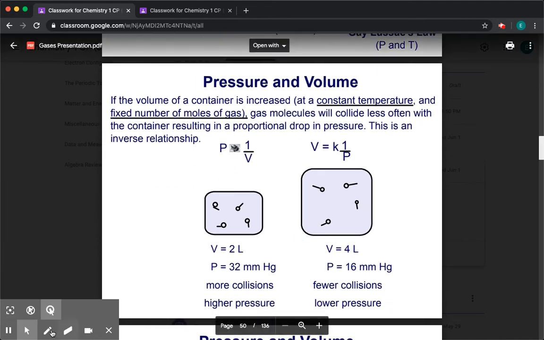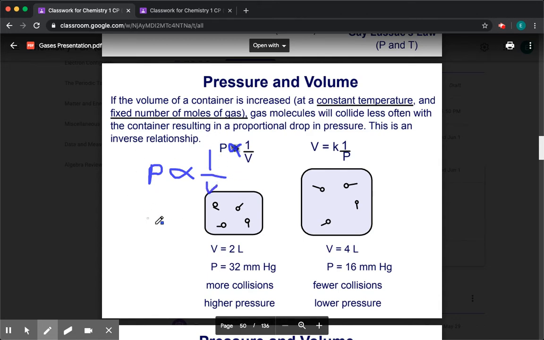Now, one thing I want to say is this presentation did something funky with some of these equations. Like, that's an image that's not supposed to be an image. That should be an equal sign, and it really should be a proportionality sign. So when you see this little fish symbol, it has a name, but when you see this symbol, it means proportional. So what they're trying to say here is that pressure is proportional to 1 over volume.